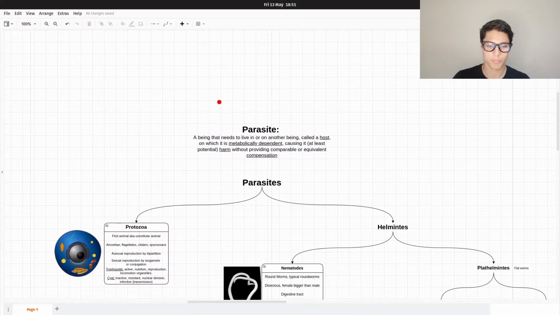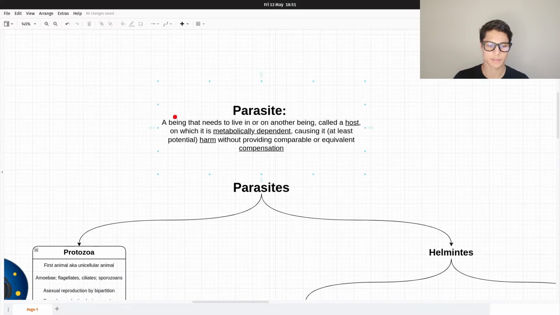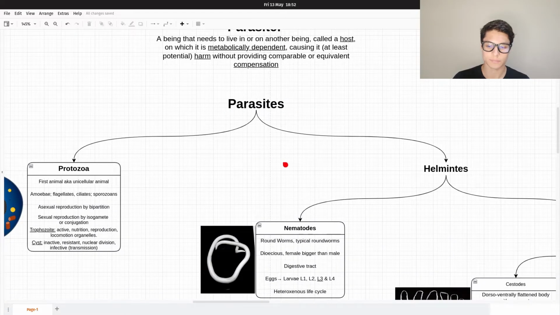Here we are. So parasites. What is a parasite? Well, the definition of parasite is a being that needs to live in or on another being called a host, on which it is metabolic dependent, this is very important, causing it at least potential harm, can or cannot, without providing comparable or equivalent compensation. So this is the definition of parasites. And then we have the classification.